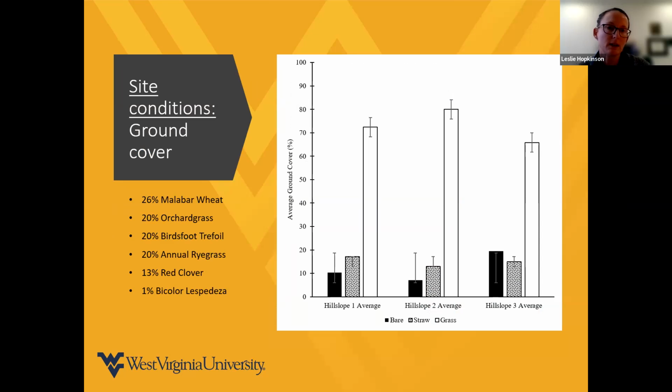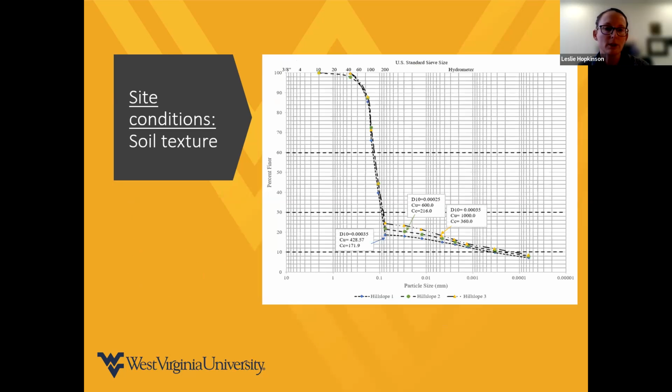So, just a quick summary of what we found in the site conditions. The native grass seed mixture really took off. When we're concerned about erosion control, we really just want to know if there is cover to reduce the rainfall impact. That's one reason we counted both cover by straw and cover by grass. We had ground cover greater than 70% for all hill slopes, which is a high coverage rate.